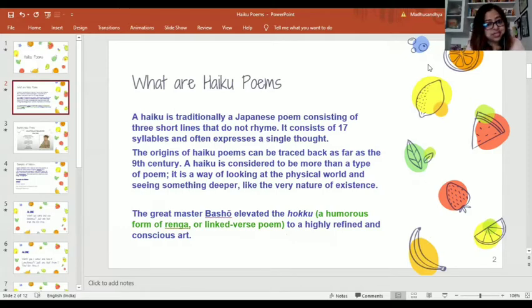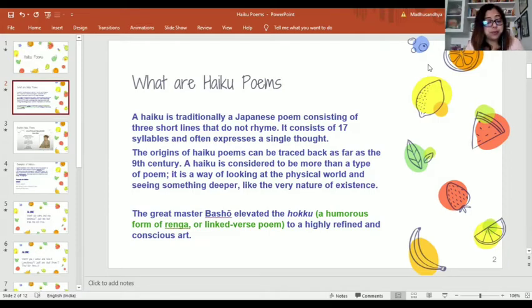It consists of 3 very short lines, which do not rhyme. So we do not have the lines rhyming with each other. It consists of 17 syllables. The rule is 5 in the first line, 7 in the second line, and again 5 in the third line. The origin of haiku poems can be traced back as far as the 9th century.